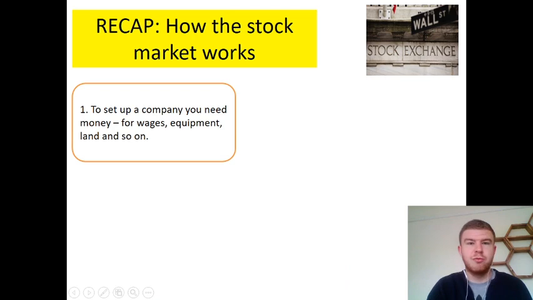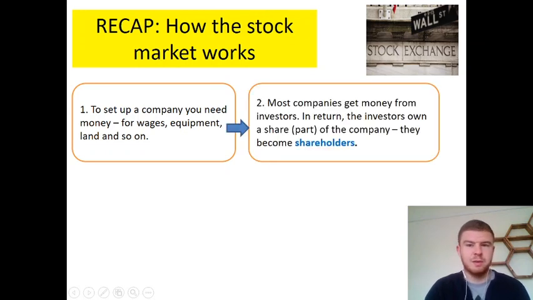So as a recap, this is how the stock market works. Okay, so to set up a company, you need money. So you're going to need money for wages, equipment, land, and so on. Now, you might not have all of that money to hand straight away. So most companies get money from investors. They will have to ask people to give them some money so that they can get started.